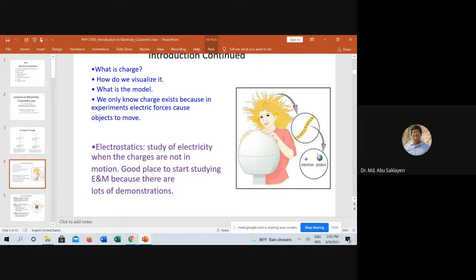When you take off your sweater on a winter day, you hear some sound, right? When the sweater is rubbed against another cloth, they get charged. And a very familiar, very popular demonstration is a comb and a piece of paper.